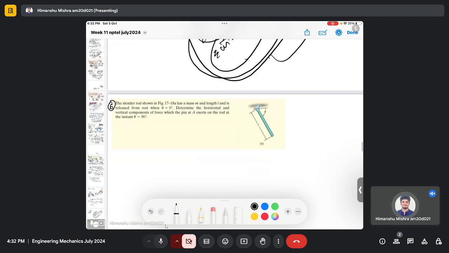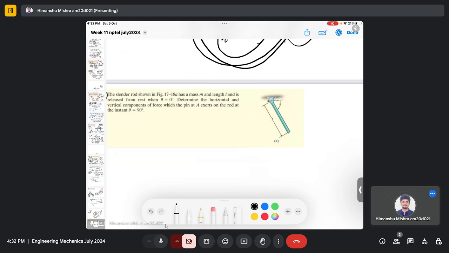So the question is: the cylindrical rod shown in the figure has a mass m and length l and is released from rest when theta equals 0. Determine the horizontal and vertical components of force which the pin at A exerts on the rod at the instant theta is 90 degrees. So you can see that initially the rod is at theta equals 0, and we need to find the force on the rod at point A when theta is 90. This is my final state, and the initial state is 0.